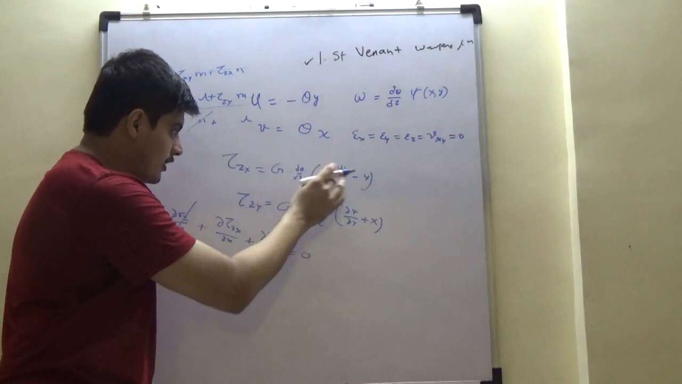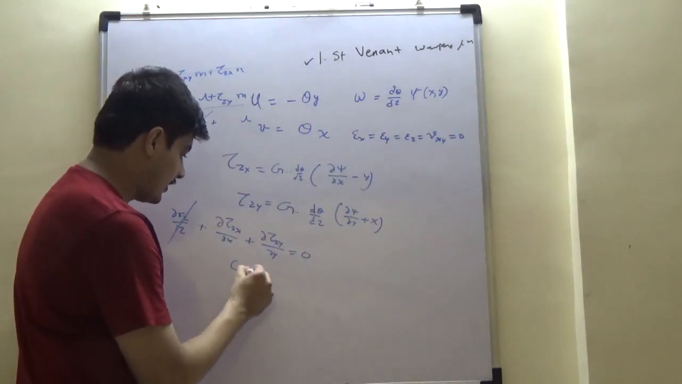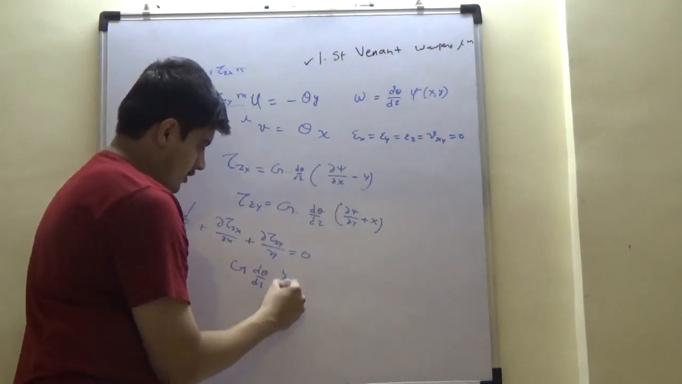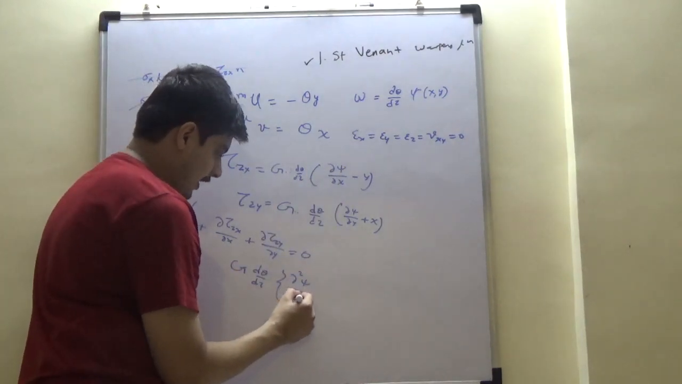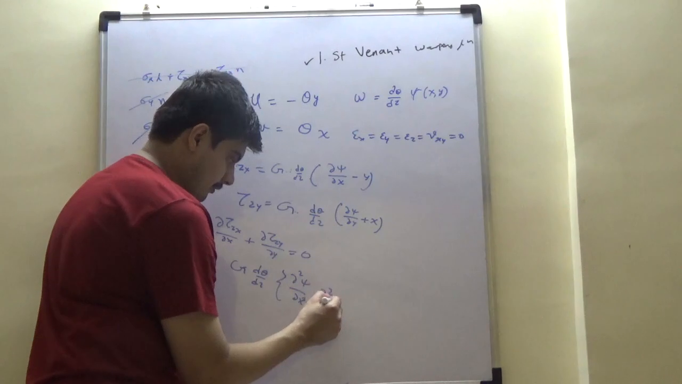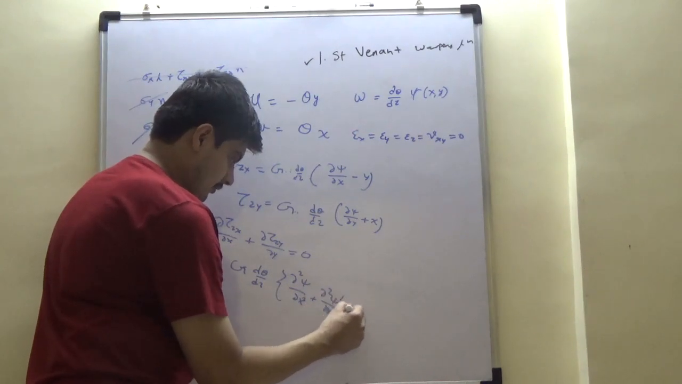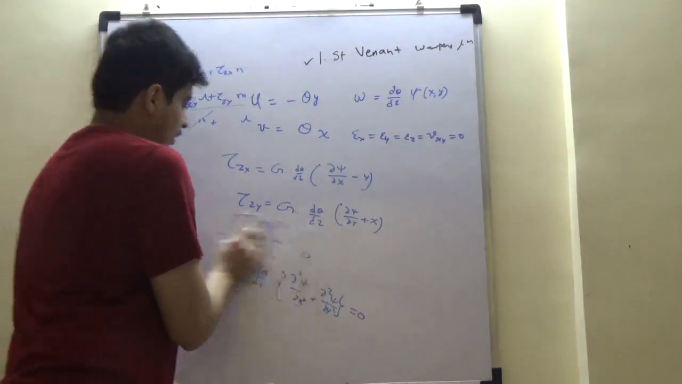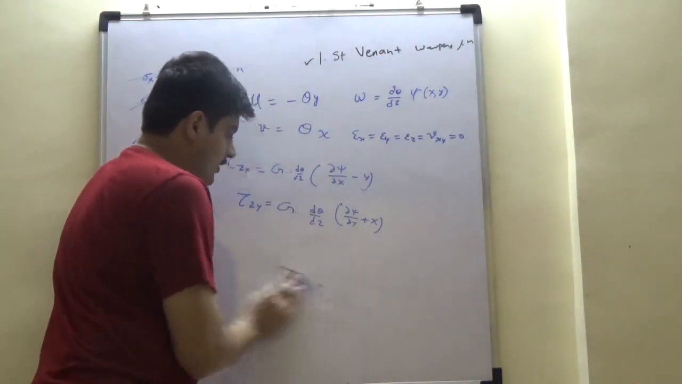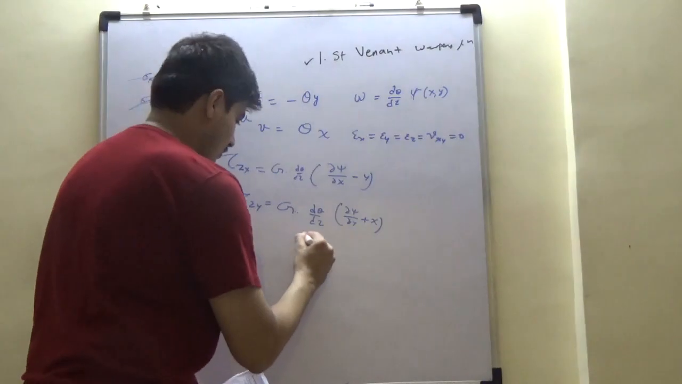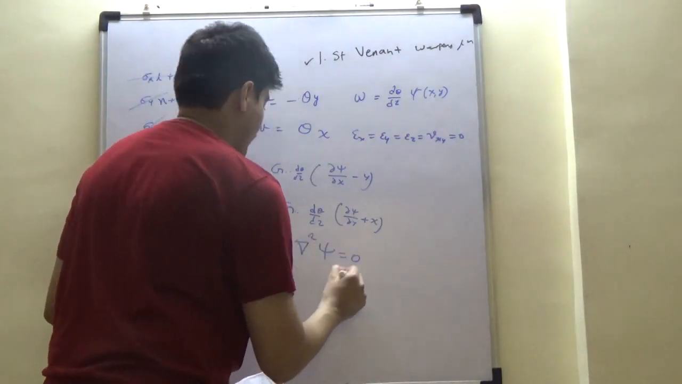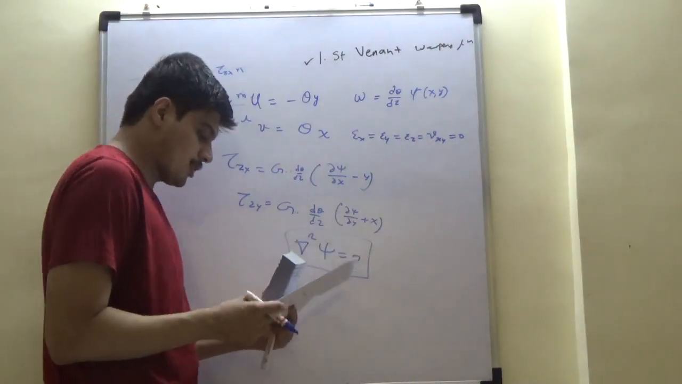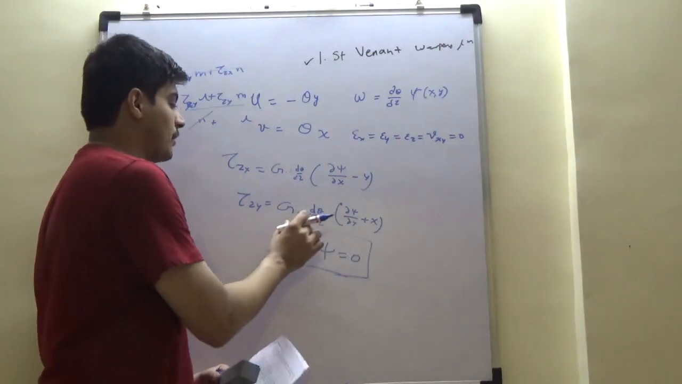Now, if we differentiate this further, G d theta by dz is going to be invariant, right? It's almost a constant. Since x and y will get eliminated, so we have come up at an extremely important result, that this Saint Venant's warping function satisfies the condition del square psi equal to 0. Poisson's equation, fantastic, because my life has become extremely simple.